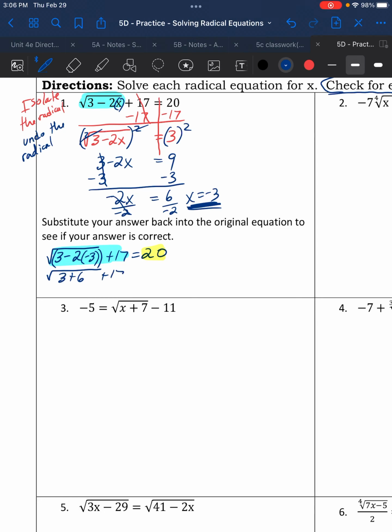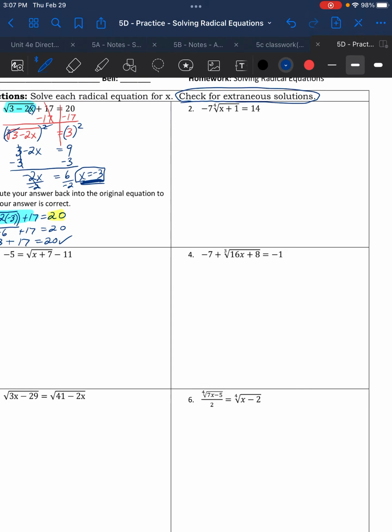So that's going to be 3 plus 6, still equal to 20? 3 plus 6 is 9. Square root of 9 is 3. And this 3 plus 17, does that equal 20? Yeah, it does. So therefore, x equals negative 3 is the solution to this problem. All right.